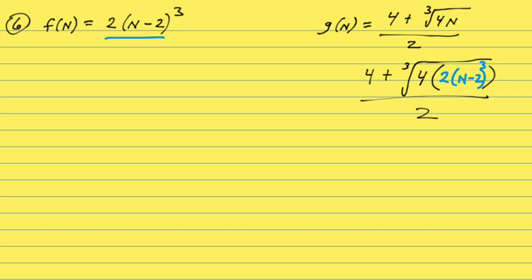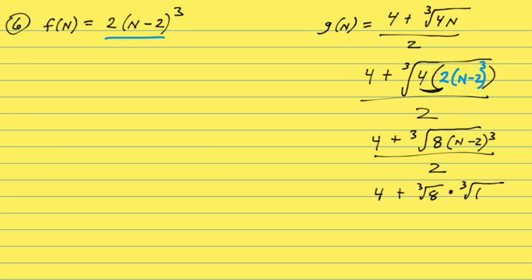So let's keep going. 4 plus cube root. What is 4 times 2? 8. And n minus 2 cubed, and all over 2. Does anybody know the cube root of 8? Because I could break this up. Cube root of 8 times, not the times, the cube root of a quantity cubed. And this is all over 2. So what is the cube root of 8? 2. What happens with a cube and a cube root? They eliminate each other, and I think it's just n minus 2.